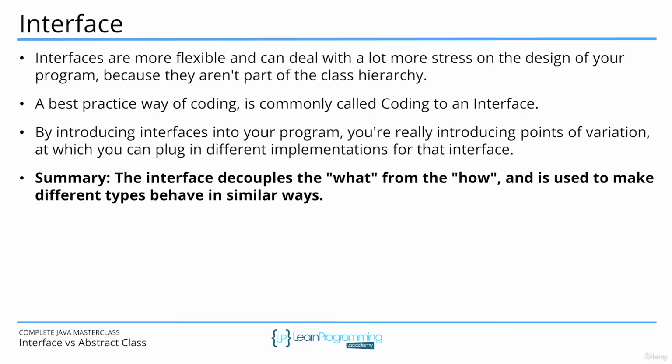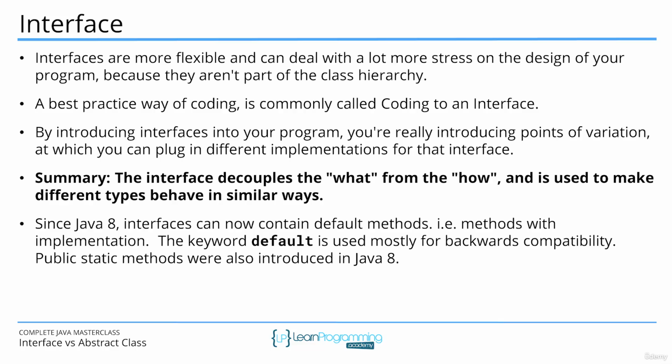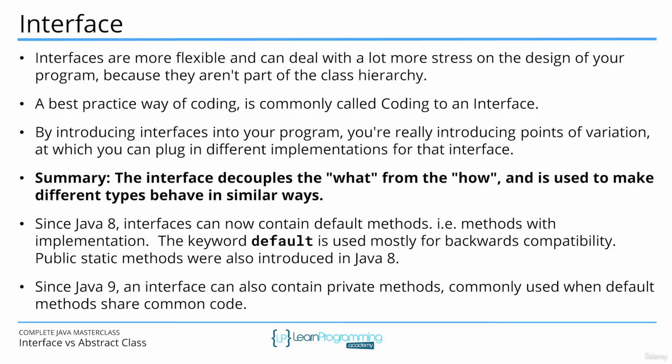And just a couple of general notes here: since Java 8, interfaces can now contain default methods, i.e. methods with implementation. The keyword default is used mostly for backwards compatibility. Public static methods were also introduced in Java 8. Since Java 9, an interface can also contain private methods, commonly used when default methods share common code.